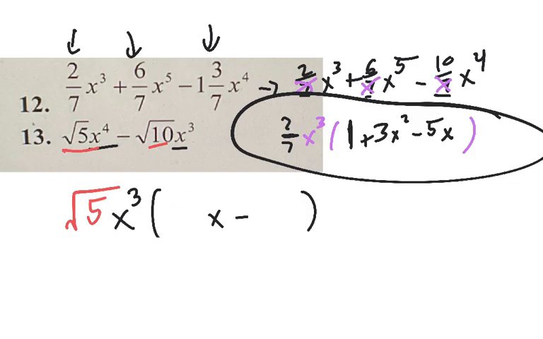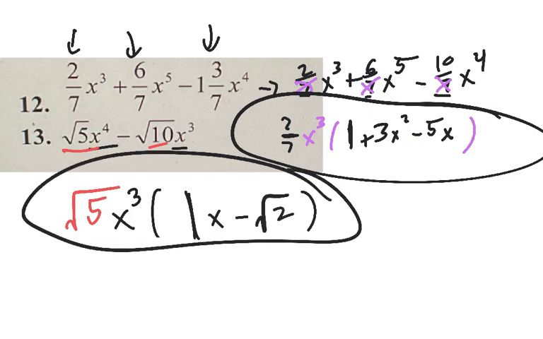A 1, which again, we don't have to put it this time because there's already an x. But it's okay if we do. And then I have a radical 10, but I take out a radical 5. So this is just division. 10 divided by 5 is 2, meaning what I have left is radical 2 for 13.